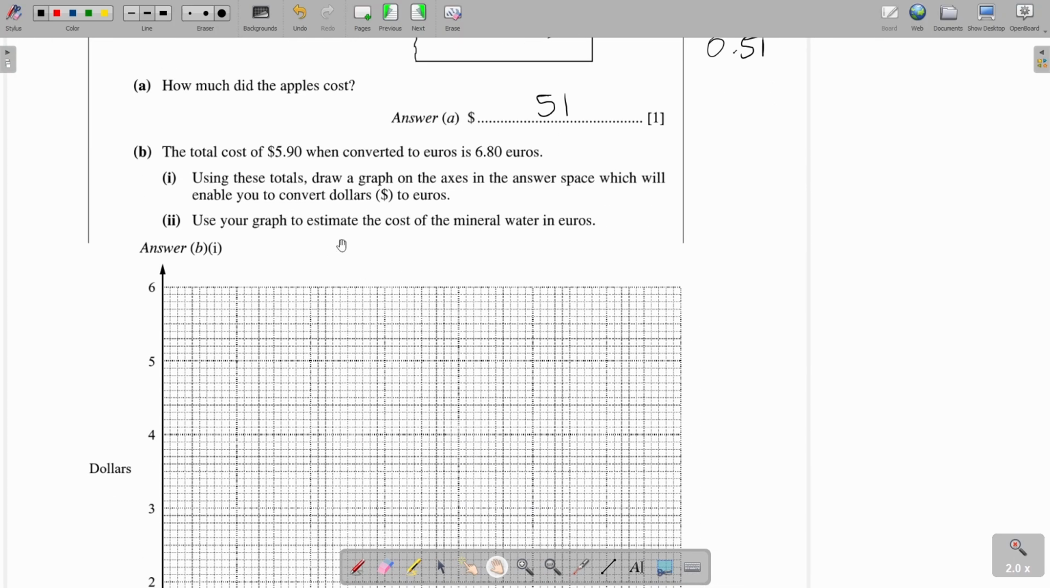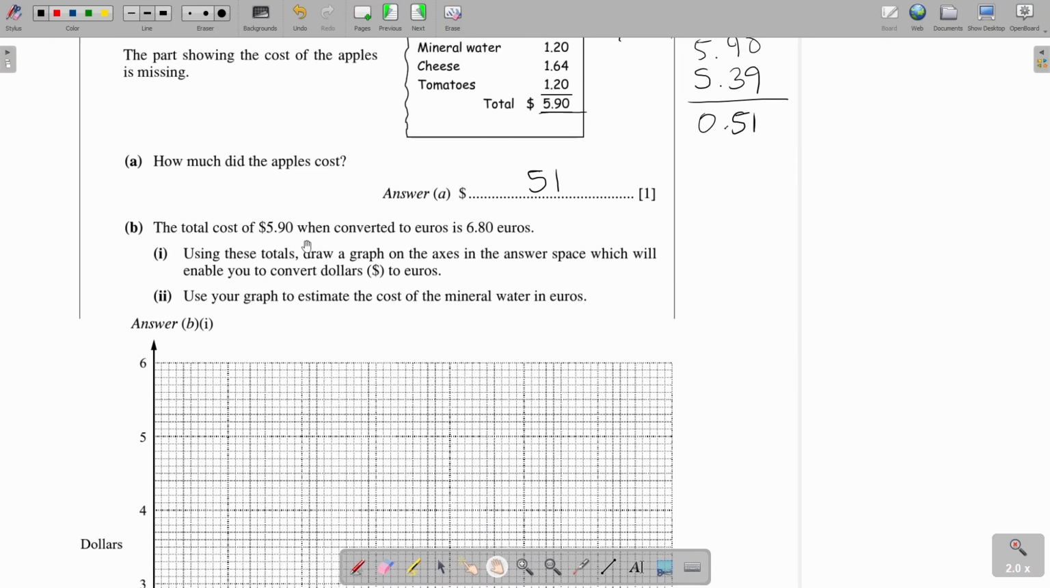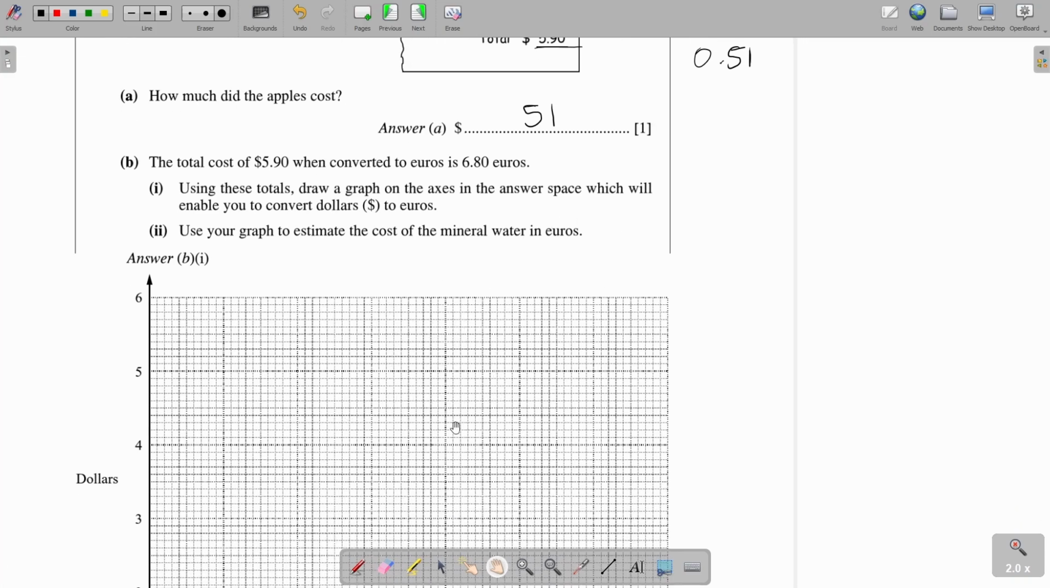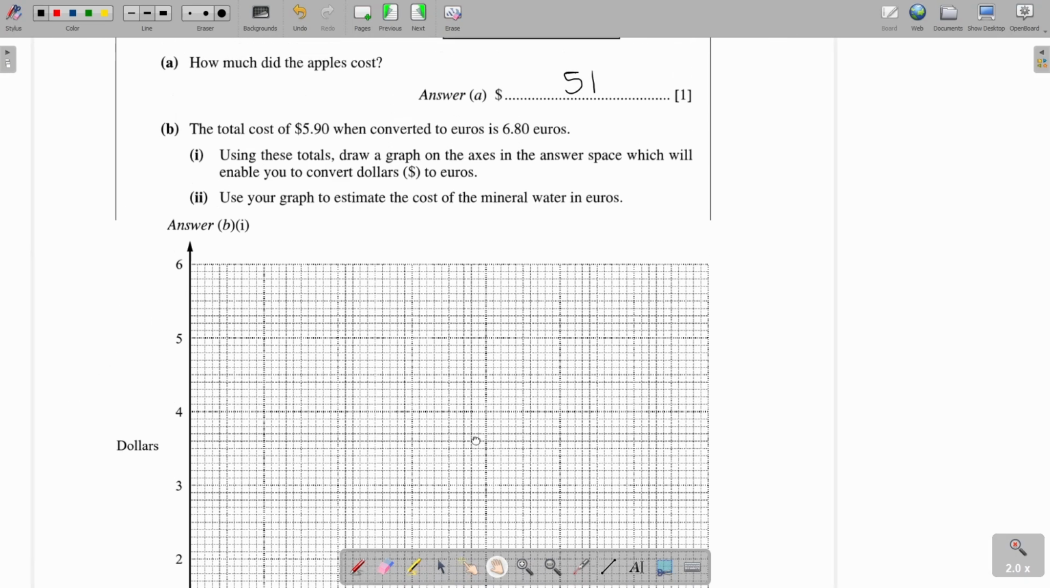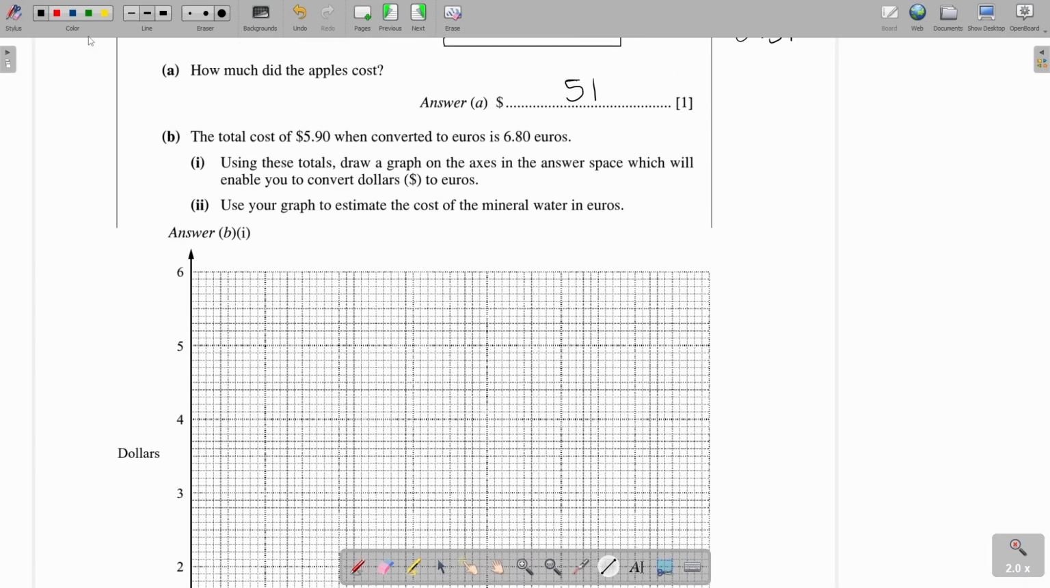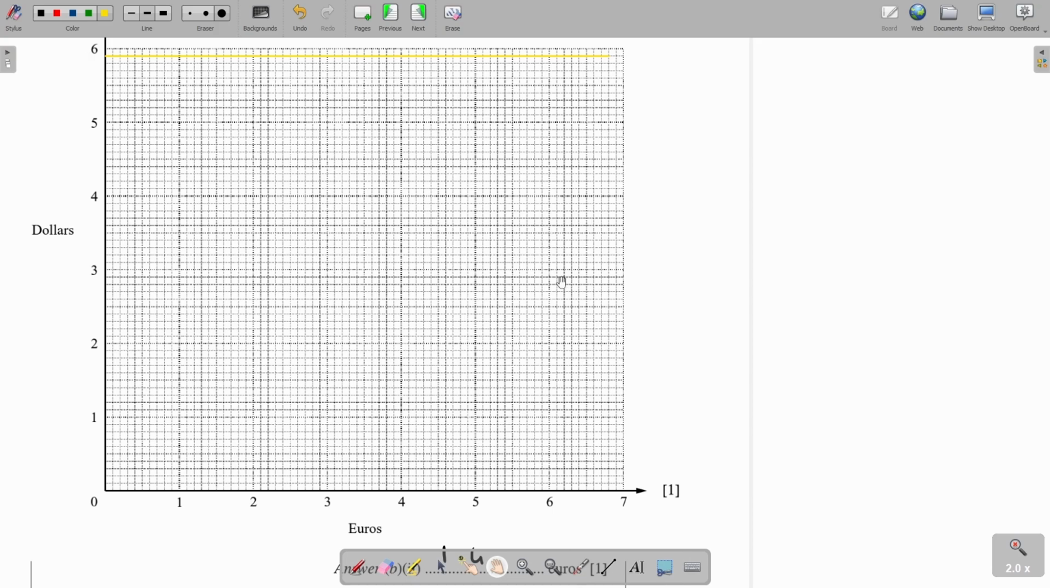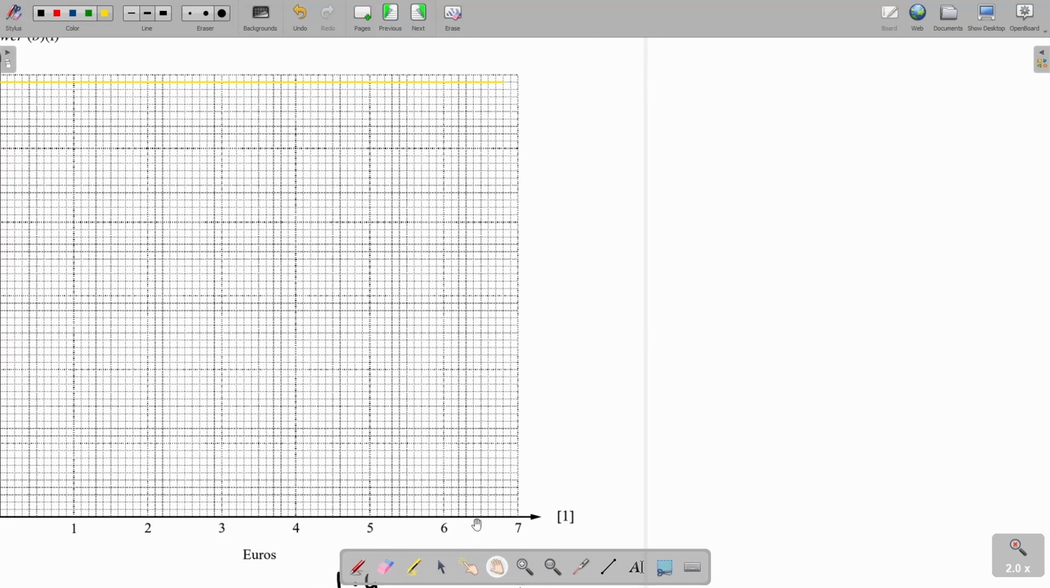All right, the total cost of $590 when converted to euros is 680 euros. Using these totals, draw a graph on the axes in the answer space, which will enable you to convert dollars to euros. So let's just do this in yellow first. So 590, which should be this, is equal to 680, and I think that's where it will be, because that goes up to 6. Yes, it goes up to 7. Okay, would be equal to 680.